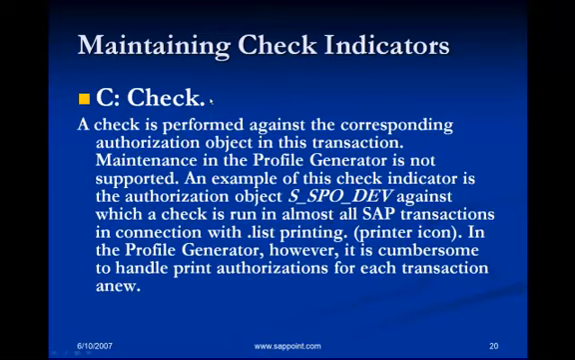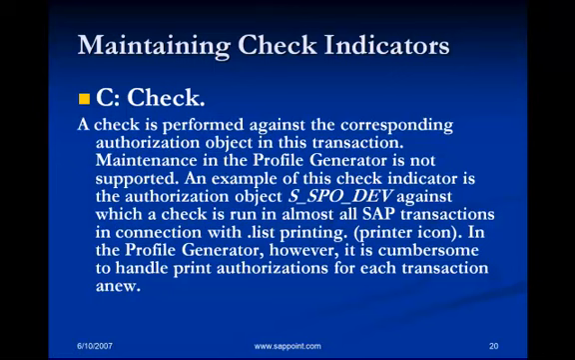When the check indicator is set to check for an authorization object, a check is performed against the corresponding authorization object in the transaction. Maintenance in the profile generator is not supported. What it means is the objects which are checked will not appear in the profile generator, that is in the role, automatically.